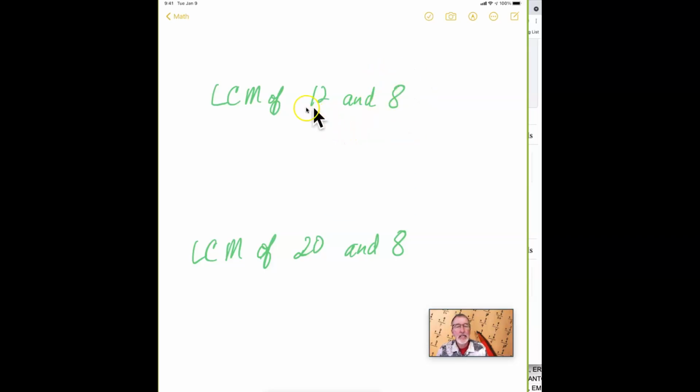So let's try that again. We have 12. 12 plus 12 is 24. Is 24 divisible by 8? The answer is yes. So 24 will work as the least common multiple for these two.